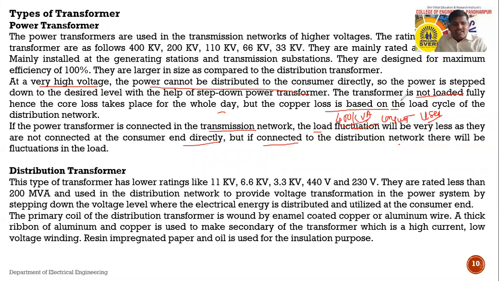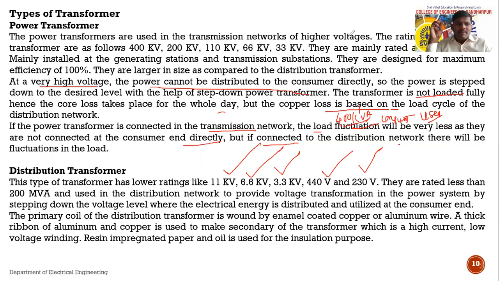Now in the case of a distribution transformer, as I have told, the distribution level of voltage is nothing but near about 230, 440 volt, 3.3 kV, 6.6 kV or 11 kV, and they are rated less than 200 MVA. Okay, that is MVA, mega volt ampere. kVA and MVA, all of you keep in mind. Less than 200 MVA are distribution transformers, and they are used in the distribution network to provide voltage transformation in the power system.